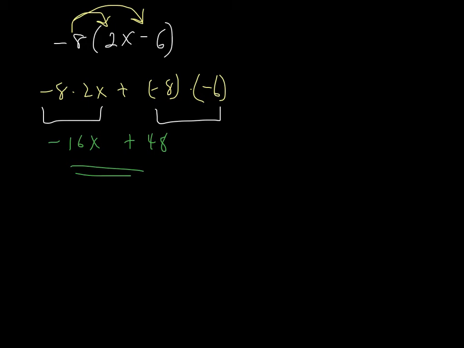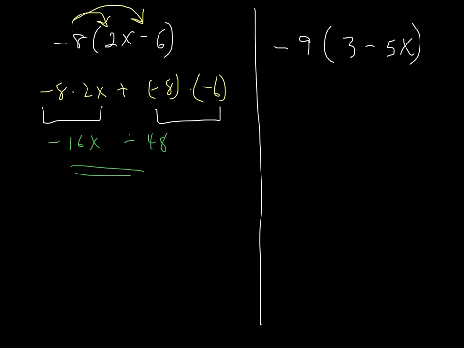Let me explain a little bit more using an example. Okay, so this has a couple of uncomfortable moments. First, that variable expression, 5x, is the second term inside the parentheses, not the first, and we have a negative on the outside. Well, how's this going to work? Slow and steady. Just take your time. First and foremost, let's rewrite it. Negative 9 times 3 plus a negative 9 times a negative 5x.